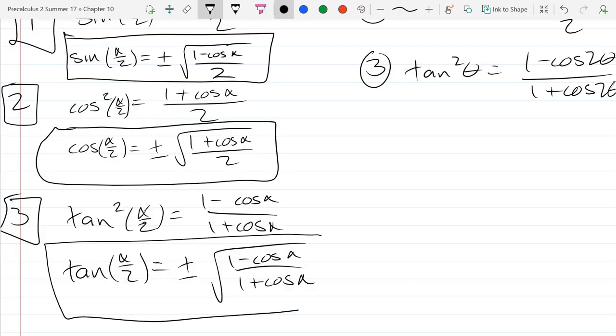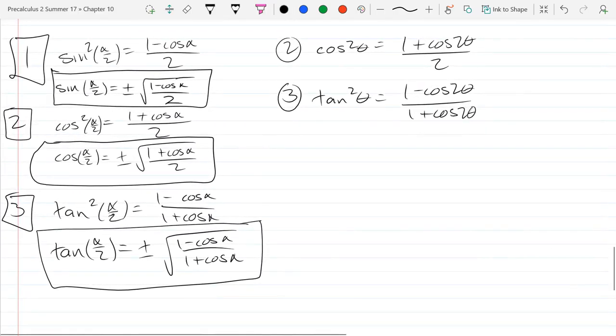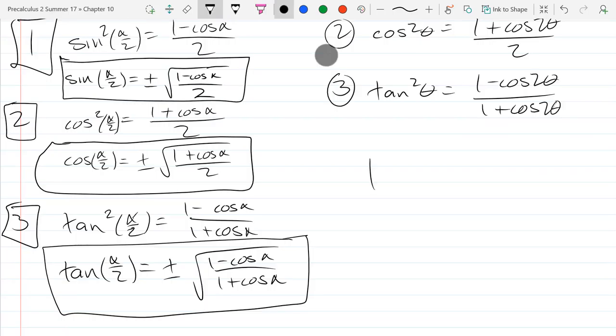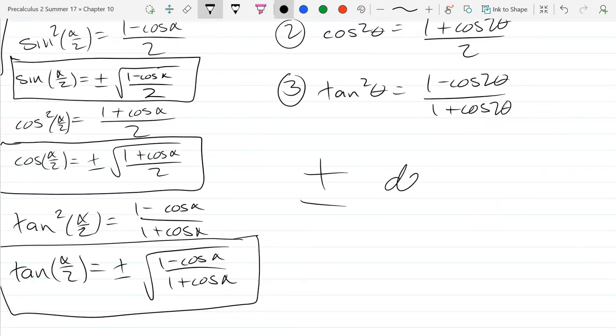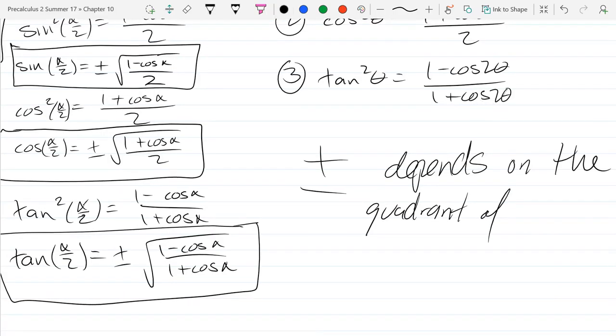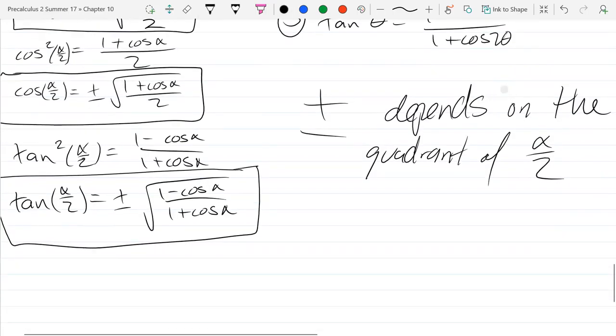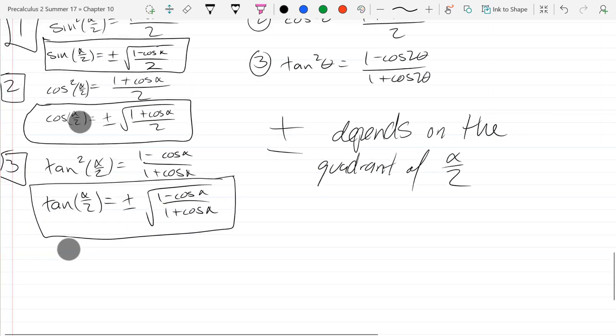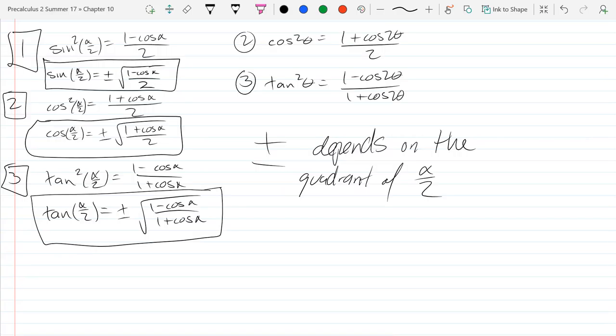Now, cosine is very much overrepresented in all these. That's just the way it goes. The plus minus, the only way to figure out if you're dealing with a positive or negative is you have to know. Plus minus depends on the quadrant of alpha over 2. So you basically look on the left side and think, should this tangent of whatever this alpha over 2 is be positive or negative? And there'll be a few ways we can figure that out. You'll see in our example problems. But aside from your formula page, the other tricky part is you have to decide plus or minus here.